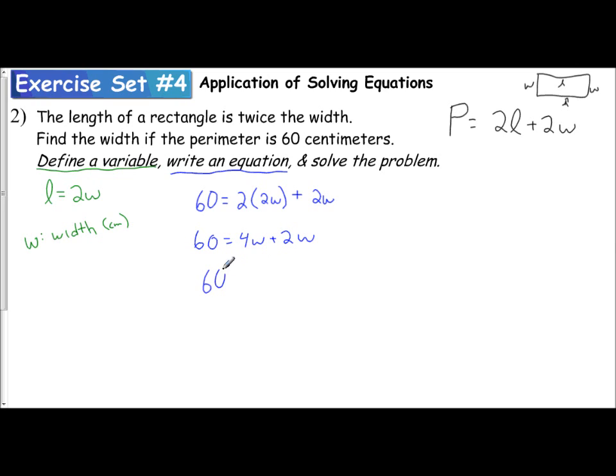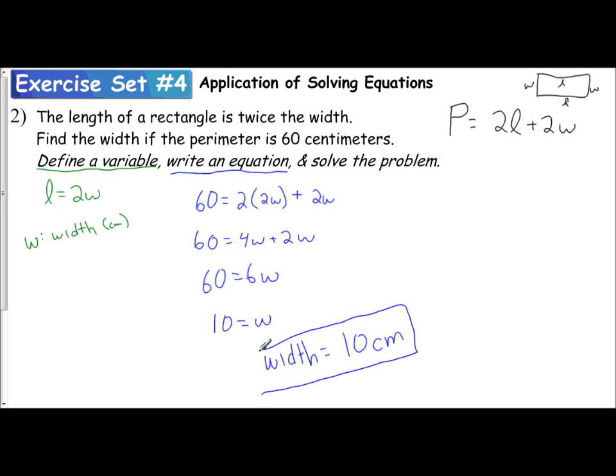So 60 equals 6W. Divide both sides by 6, and we get 10 equals W, which means my width for this rectangle is 10 centimeters. Now the problem just says find the width. So now that we know the width, we are done.